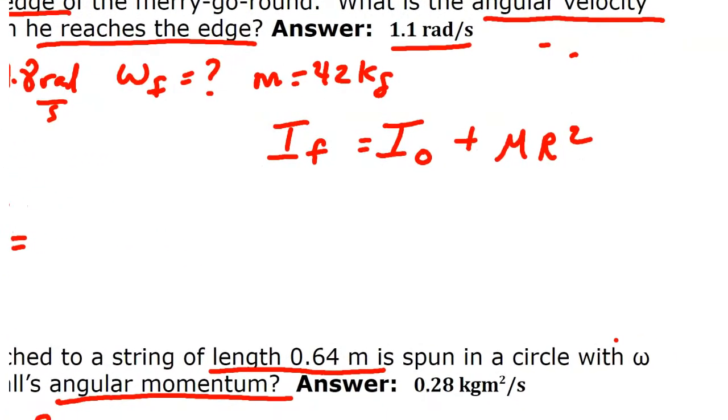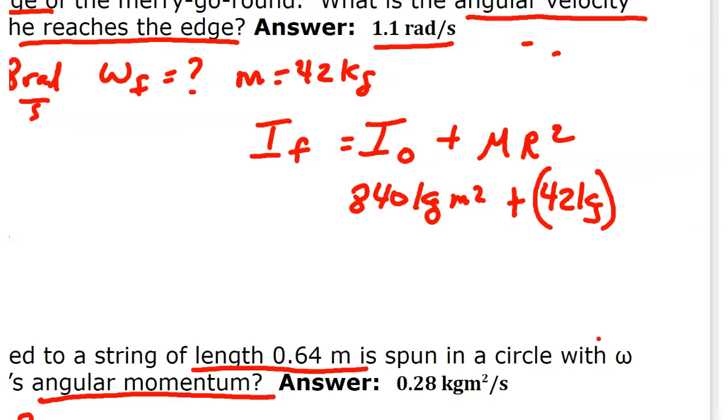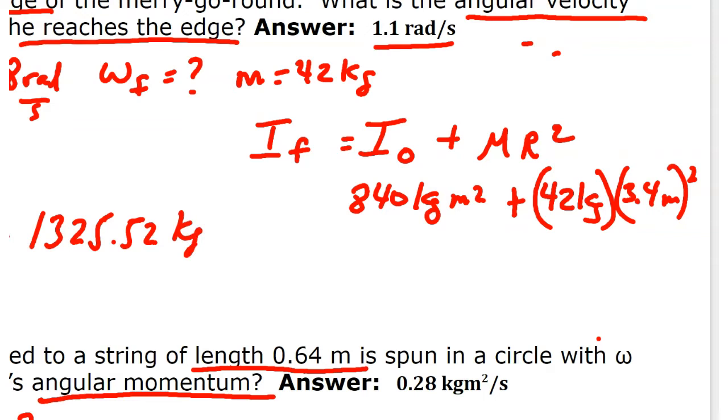So the final moment of inertia is the initial, 840 kilogram meters squared, which we were given, plus mr squared, the result of the 42 kilogram student walking out to the radius, which is 3.4 meters, but that gets squared. And so in walking out from the middle to the edge, she adds a little bit more to the existing moment of inertia. I'm going to calculate this now. And you get a new moment of inertia of 1325.52 kilogram meter squared.